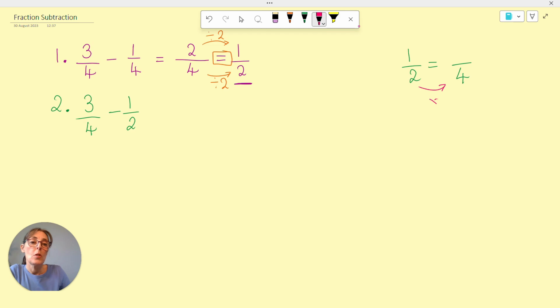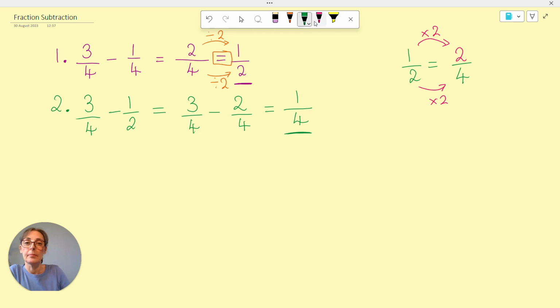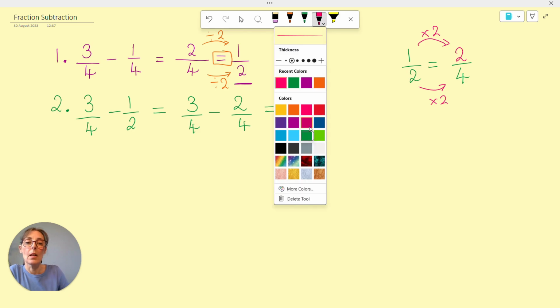So we know 2 times 2 is 4, so what we do to the bottom we have to do to the top to make it fair, and 1 times 2 is 2. So now I'm going to put equals because I did that with the one before. 3/4 take away 2/4. So we've got quarters and quarters, so we can keep quarters at the bottom, and 3 take away 2 is 1. And that's our answer. Okay, let's do a grey.